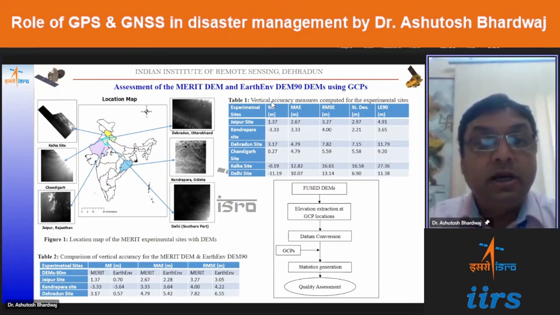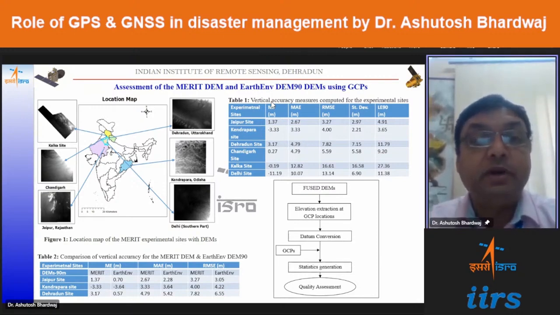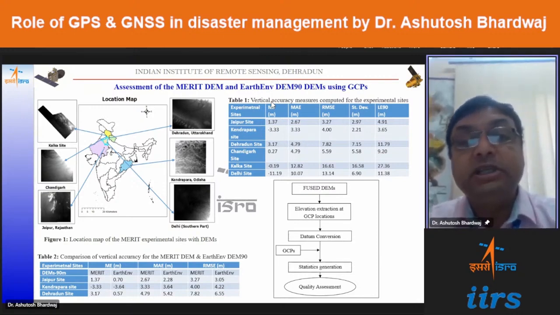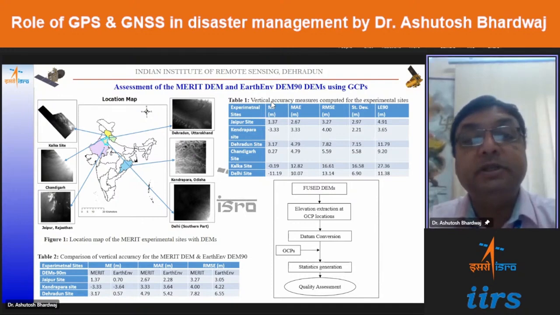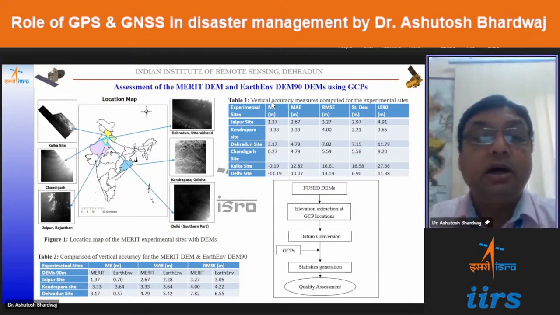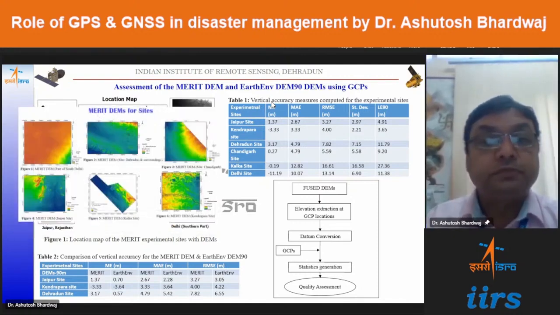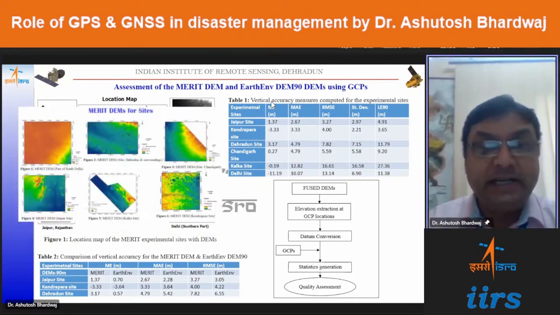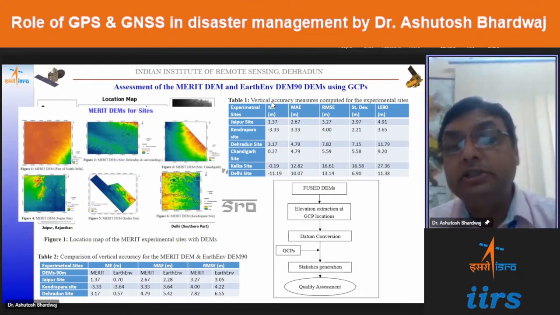Because now these digital elevation models are becoming the primary input for many applications, such as for environment and hydrological applications. So digital elevation models need to be qualified. We need to know the quality of the DEM. In that also GPS plays a very good role because we can collect the GCPs from that. These are some of the sites where we have worked: Jaipur, Kendrapara, Dehradun, Chandigarh, Kalka region, and the Delhi site.